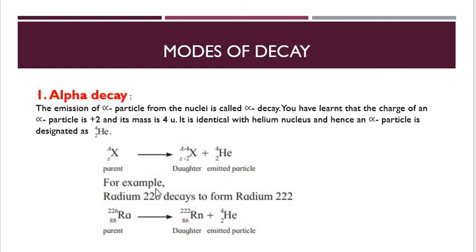For example, if I have radium nucleus which is having atomic number 88 and 226 is its mass number. After emission of one alpha particle, it will transform into another nucleus which is of radon having atomic number 86 and mass number 222. This is how the alpha emission happens.